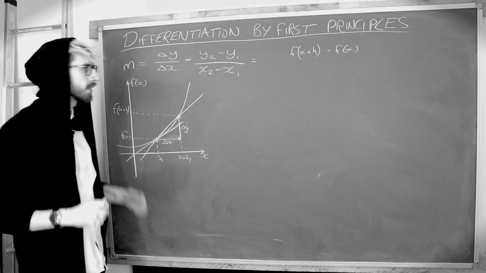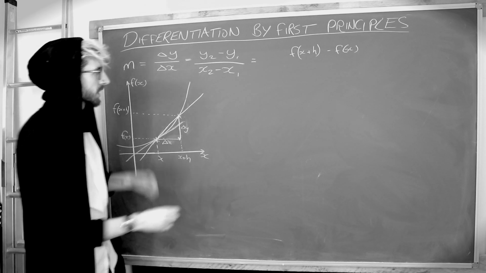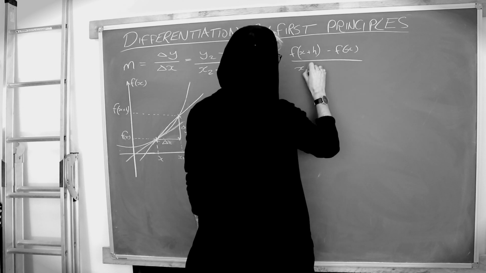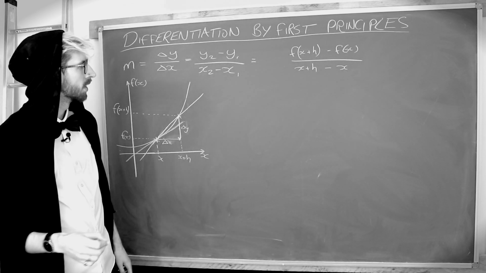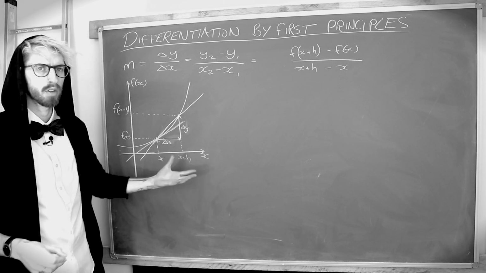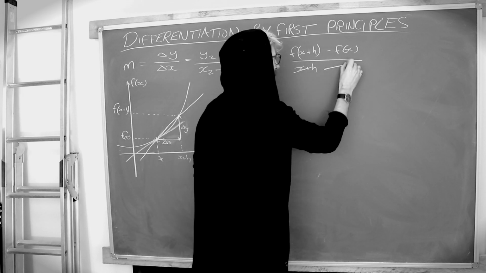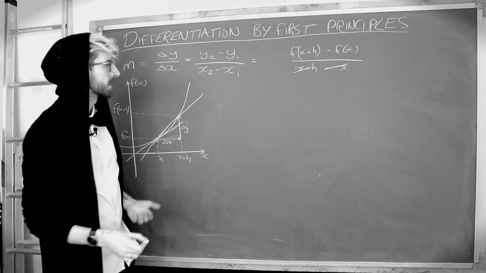That makes total sense, doesn't it? And now we need to do our change in x. So our change in x is x plus h, because that's where we are, and then minus the x. We just took a little step h along, so the x and the minus x cancel.